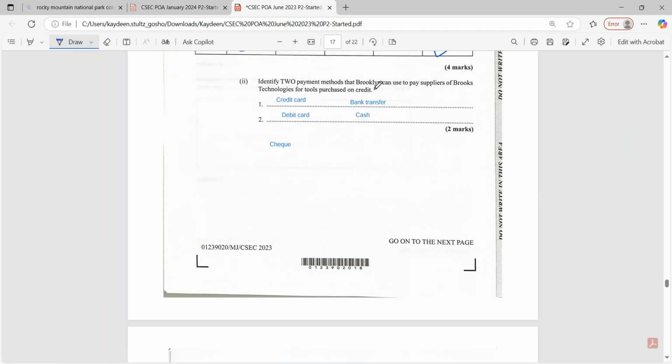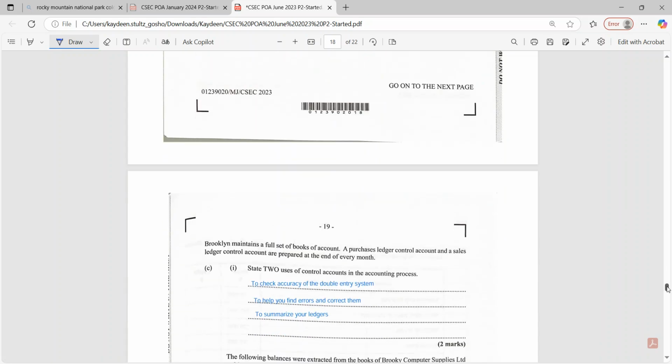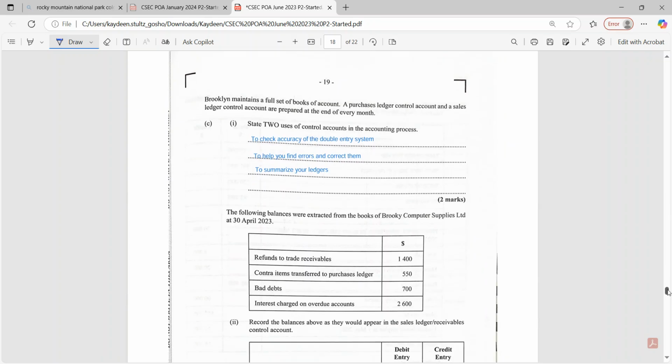Identify two payment methods that Brooklyn can use to pay suppliers of Brooks Technologies for tools purchased on credit. And I listed some payment methods here which we should be familiar with: credit card, debit card, check, bank transfer, cash. So there are various ways that you can pay suppliers.